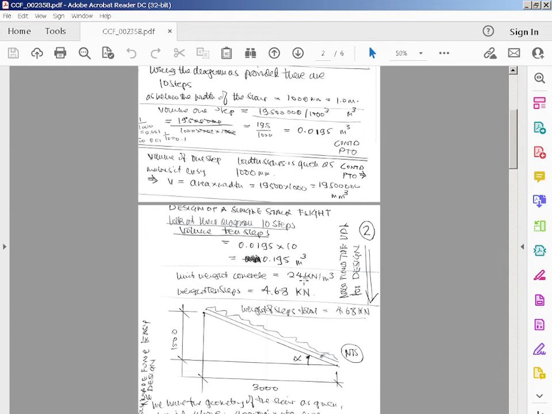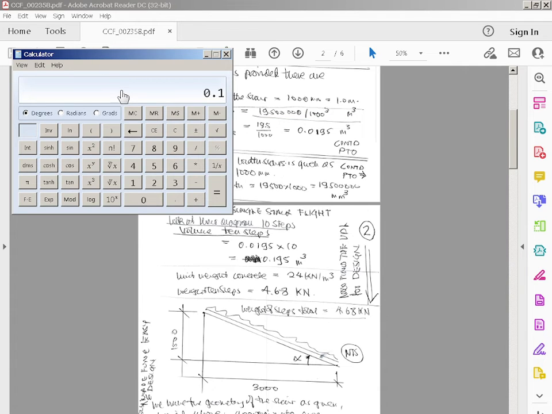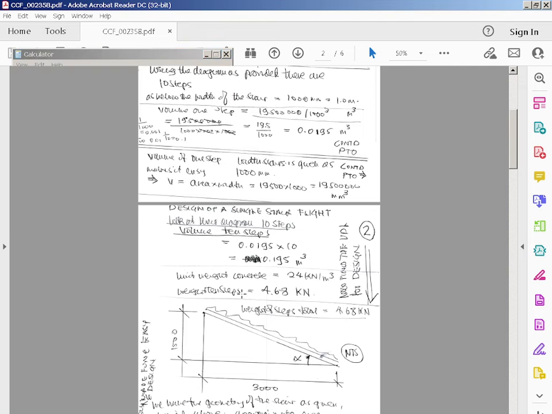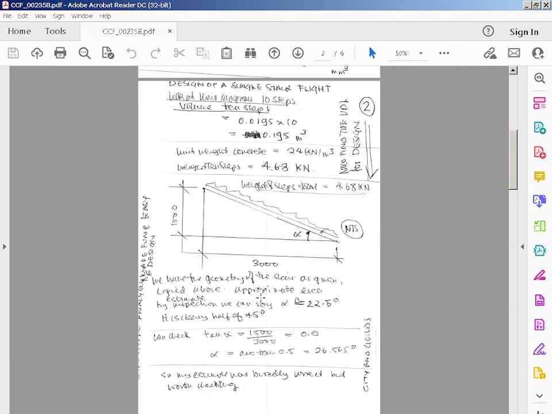The unit weight of concrete is 24. The weight of 10 steps is therefore 4.68 kilonewtons. Just to show you how I got that: 0.195 times 24 is 4.68. So the total weight of the steps is 4.68.